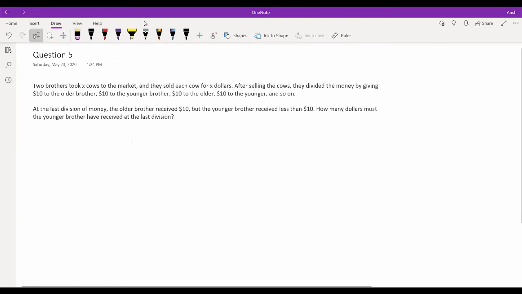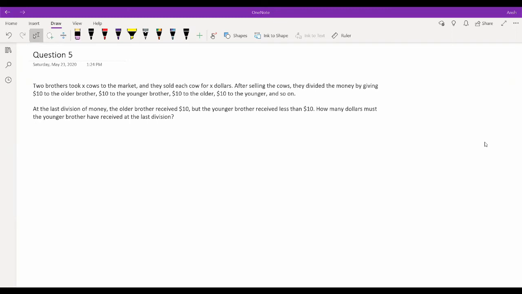Well, at first, this problem might seem very confusing. I mean, we don't even know how many cows were sold. So how are we supposed to know how much money the younger brother received? But let's slow down. Let's first think about this problem in terms of mods.